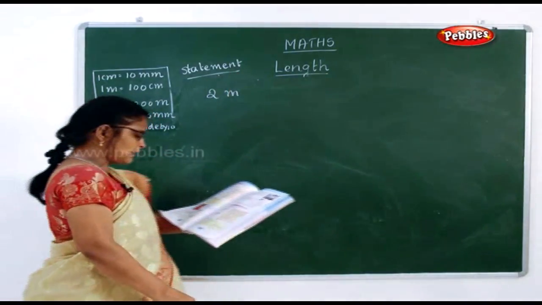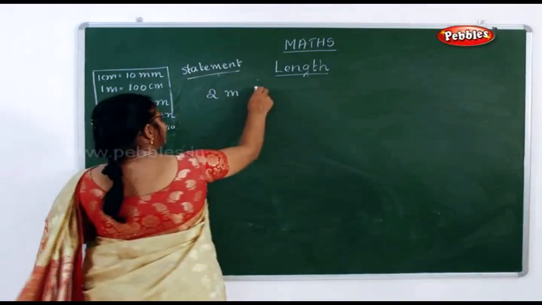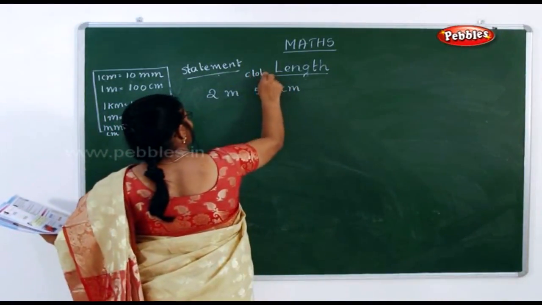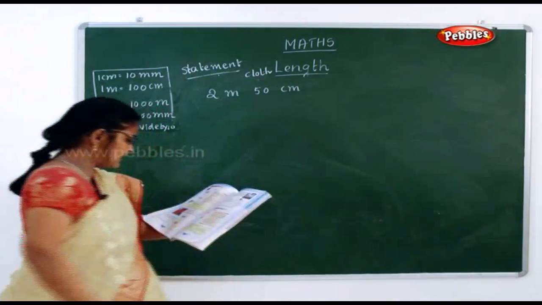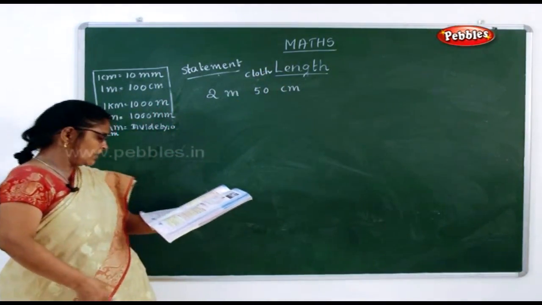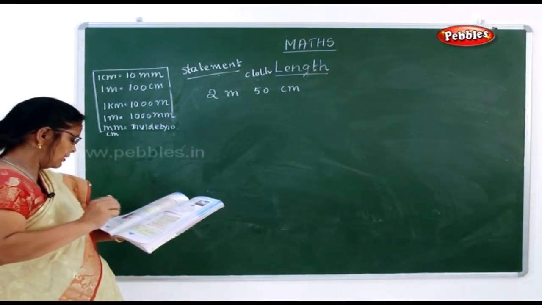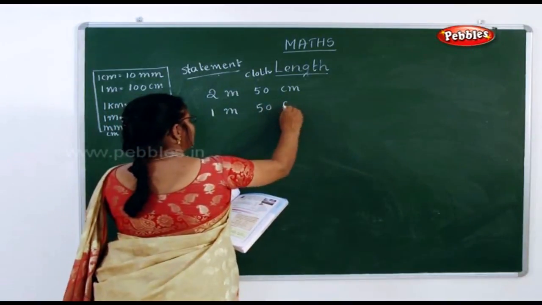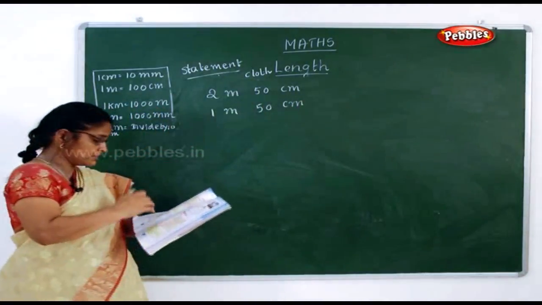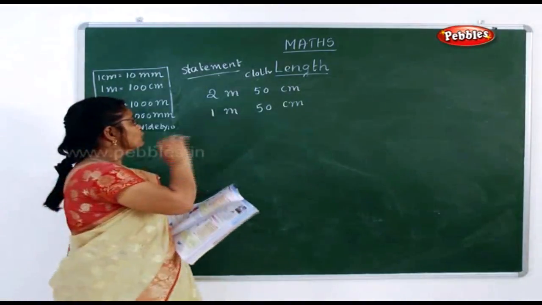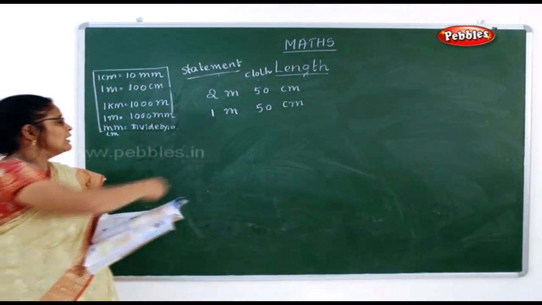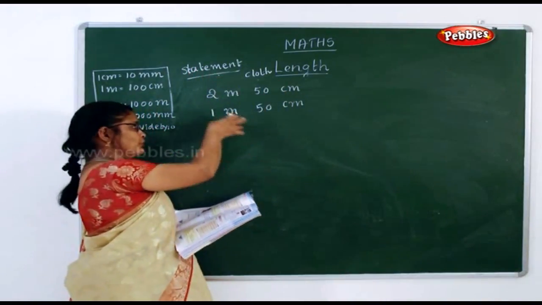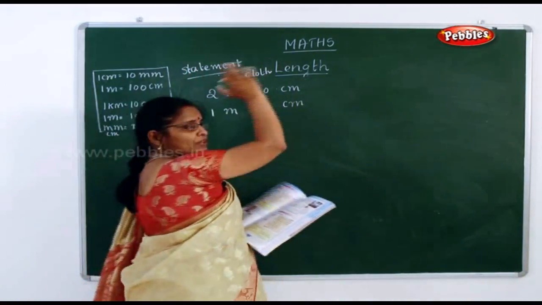So what did Gopal's father buy? 2 meter and 50 centimeter of cloth. What did he buy? Cloth, he brought 2 meter and 50 centimeter for a shirt, for himself. Now 1 meter and 50 centimeter he brought for Gopal. So what is the statement sum given? Gopal's father went to a shop and for himself he bought for a shirt 2 meter and 50 centimeter. Now for Gopal he brought 1 meter and 50 centimeter.